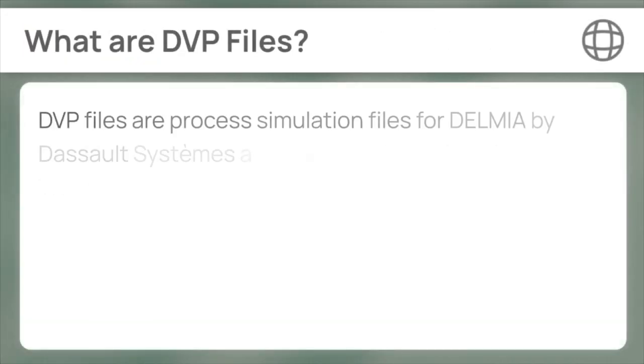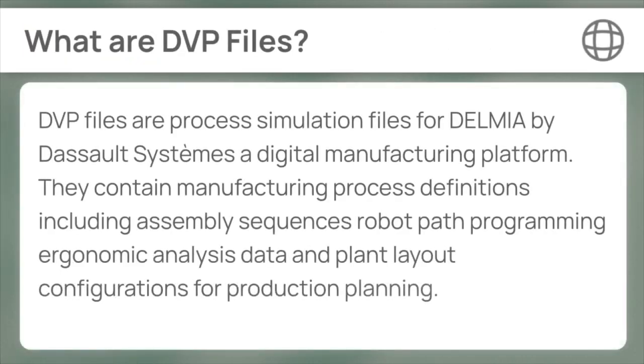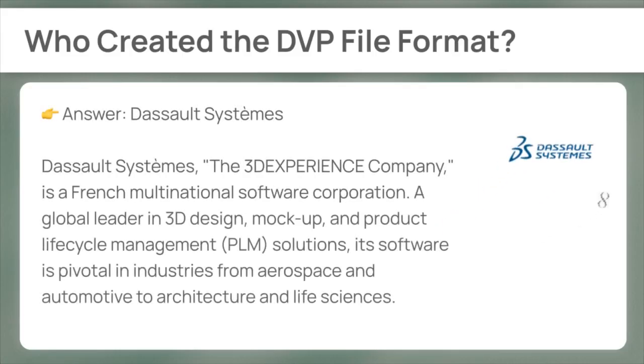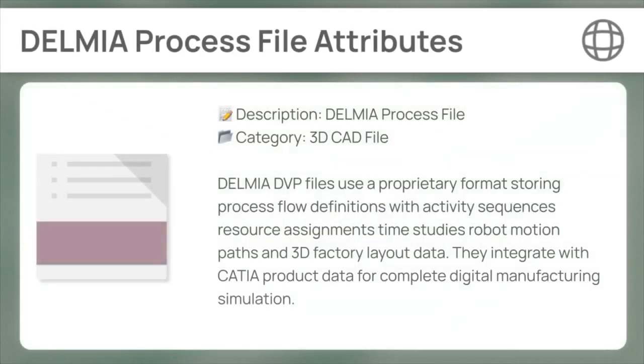DVP files are process simulation files for DELMIA by Dassault Systèmes, a digital manufacturing platform. They contain manufacturing process definitions, including assembly sequences, robot path programming, ergonomic analysis data, and plant layout configurations for production planning. DELMIA DVP files use a proprietary format, storing process flow definitions with activity sequences, resource assignments, time studies, robot motion paths, and 3D factory layout data.